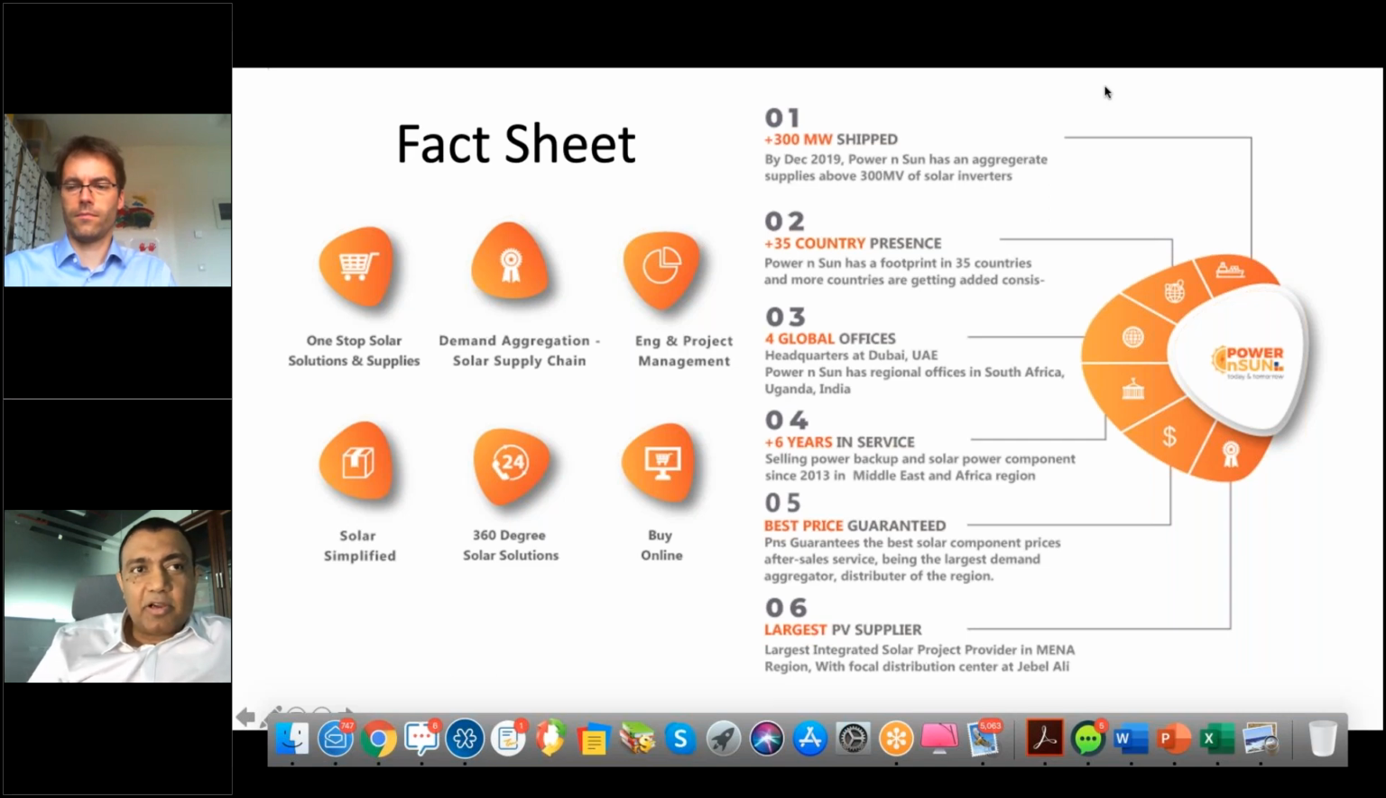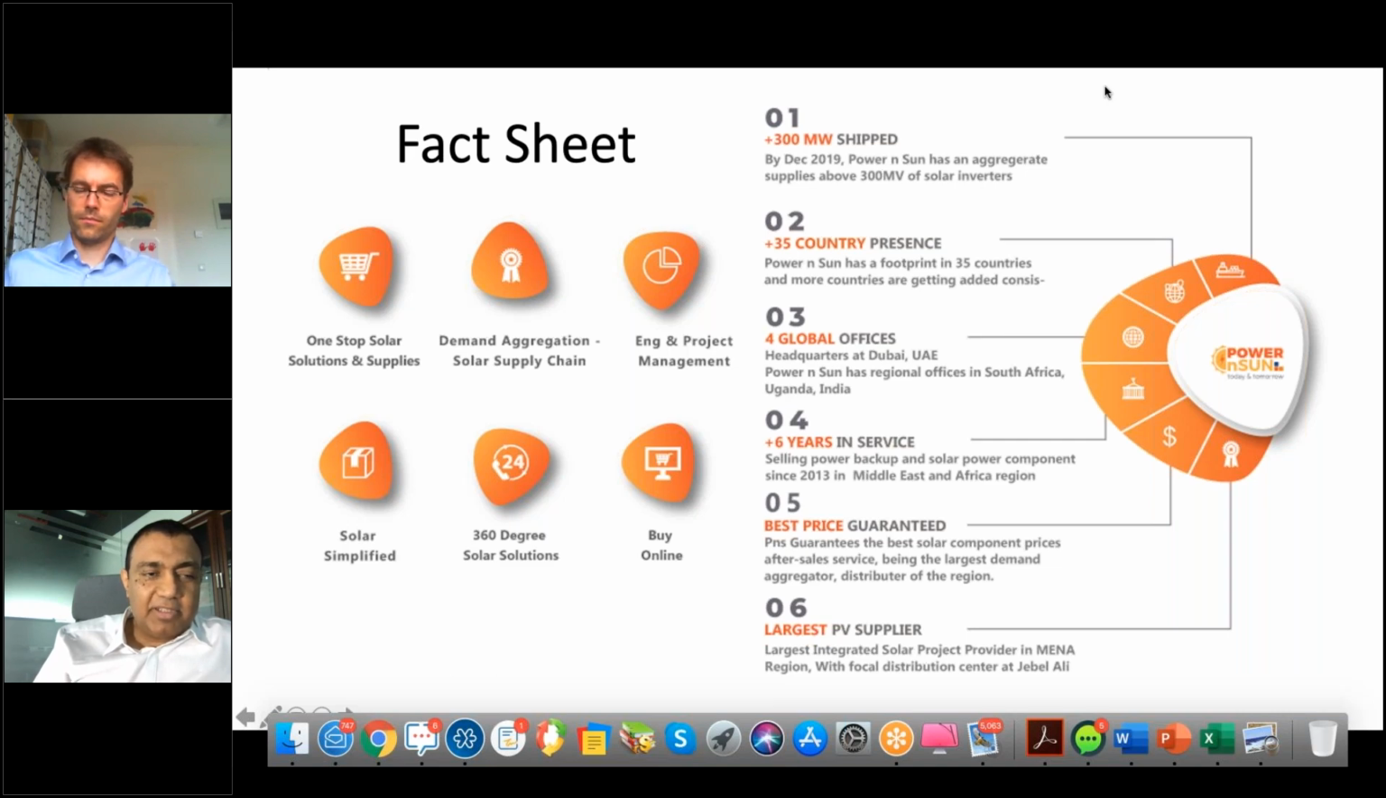The benefit out of this, in terms of economies of scale, thereby reducing the cost and improving availability, is passed on to the customers. We also conduct some projects on engineering, complete engineering and project management.